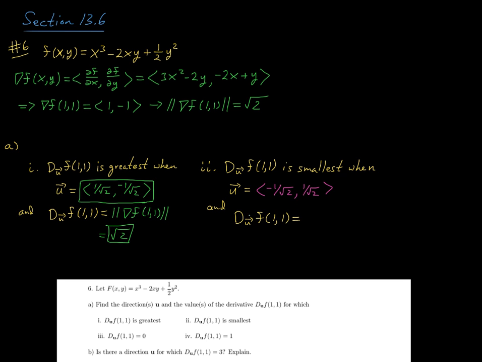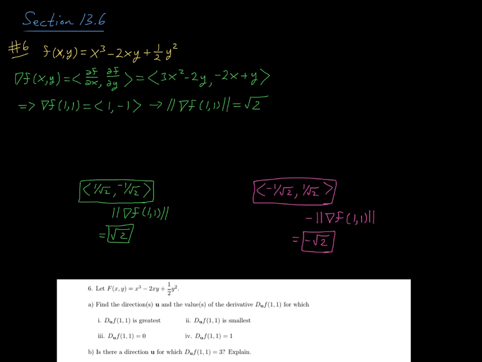And in that video, we also showed that the maximum rate of decrease for our function will be the opposite of the magnitude of our gradient. So this would be minus root 2. Okay, so here are the answers for the first two parts. And so then let's go ahead and check the other two out over here.